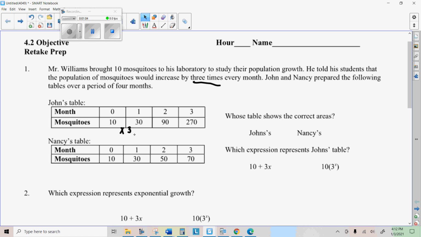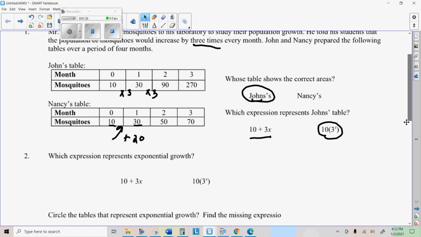So I think it's this one. John had the correct area. Okay, and the expression for that, since we're multiplying by 3, would be 10 times 3, and then the x tells us how many times. This expression would actually be linear and is adding 3 every time. I don't know why Nancy decided to add 20 every time, but maybe she saw the first 2 in John's table and then thought that it was a linear relationship.